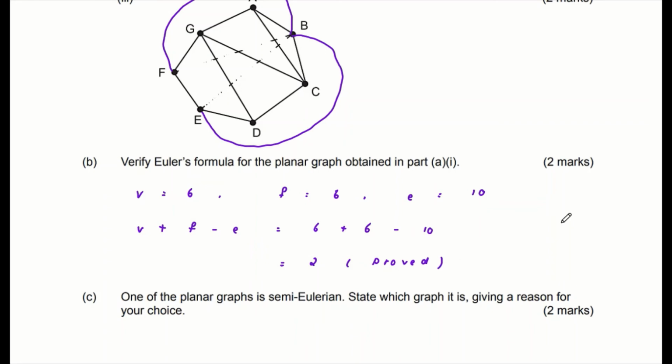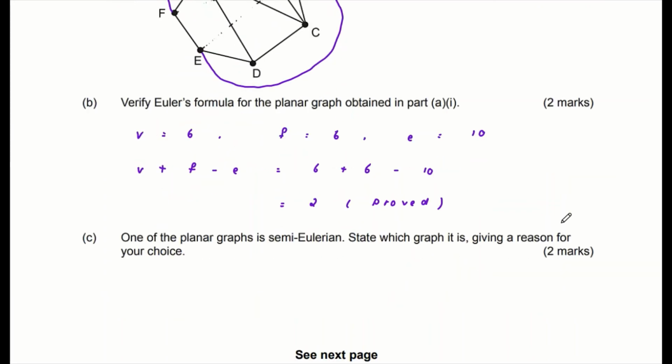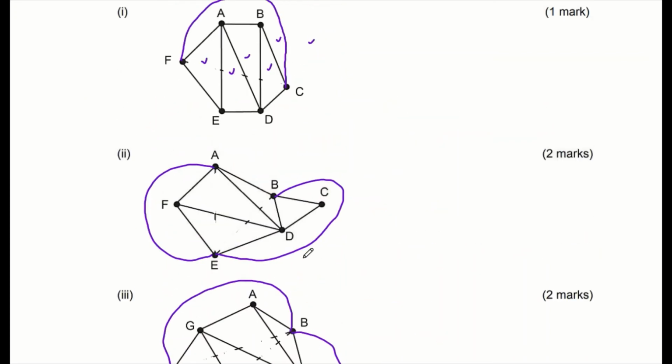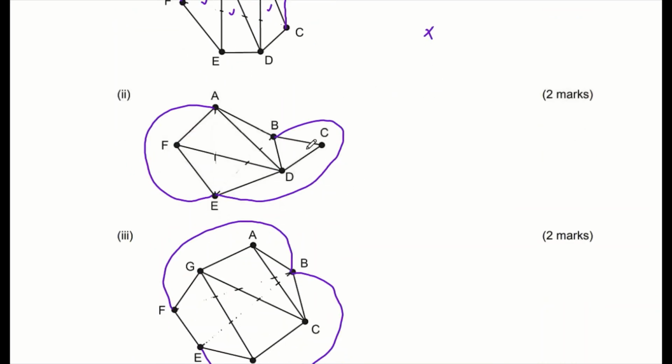Okay, so part C, one of the planar graphs is semi-Eulerian. State which graph it is, then after that, give a reason for your choice. So we know that semi-Eulerian, how can you check it from the graph? You find out the graph with 2 odd vertices and the others are all even. So you can try to check it out in this case, 1, 2, 3, 1, 2, 3, 4, 1, 2, 3, 1, 2, 3. So this one you have more than 2 odd vertices already, definitely no. So you can try to check for the next one.